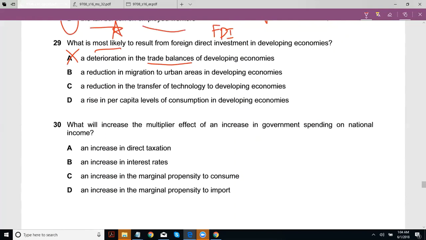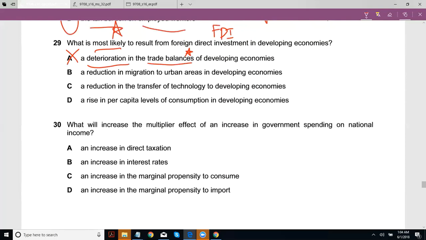Is it for a particular project? But what you can be sure of, it's not going to be an inflow in your trade balances. So it definitely won't deteriorate your trade balances. If anything, it might help you produce better and export better. It won't deteriorate it though.